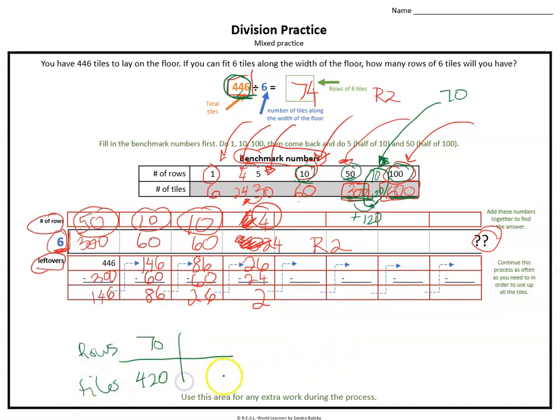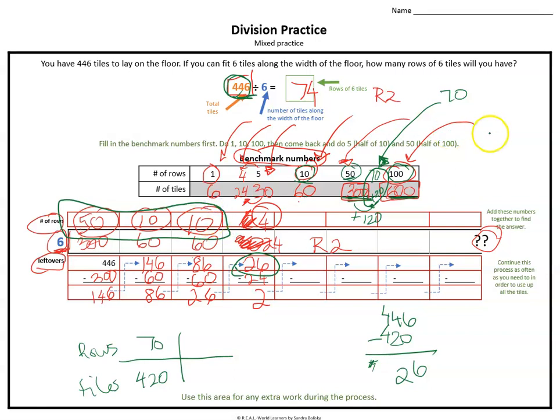And then we would say, okay, what's left? 446 that we started with minus 420. So 6, 2, we're down to 26 instantly. And that puts us right here. That jumps us all the way to this spot on the chart. So instead of doing 50, 10, and 10, we could have done it all at once with 70.